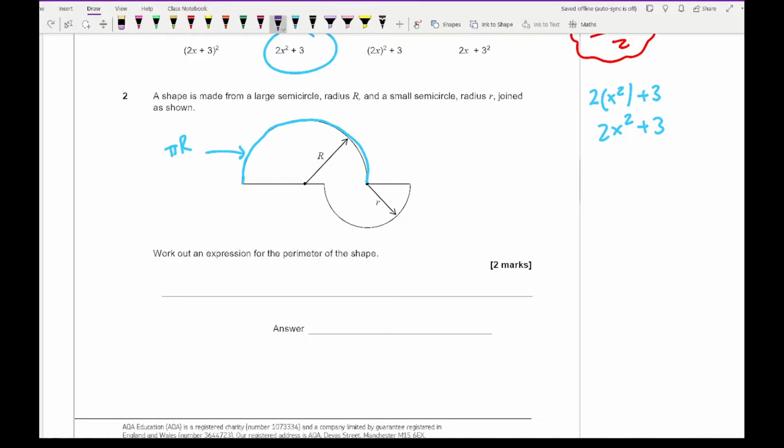With regards to this section here, that's just going to be little r. And this section here is going to be very similar to the large one. That's 2 pi little r if it was a full circle, but it's a semicircle, so I divide that, cancel the 2s, leaving me with just pi r. So this little green section is pi r. Again, let me just quickly rub that out.